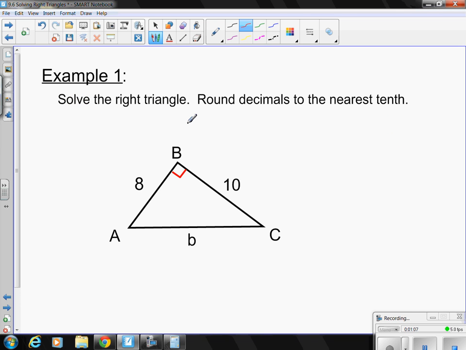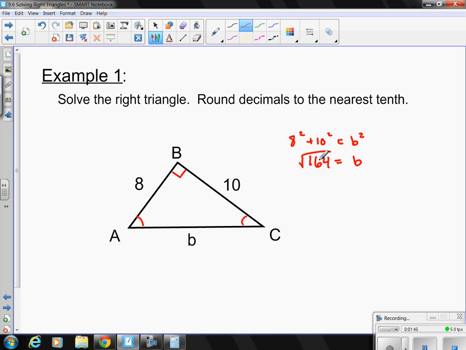For example, solve the right triangle. We know one angle, but we need to find these 2 angles. So first, I would solve for B, and you could solve for B in different ways, but I'm going to solve it with the Pythagorean theorem. 8 squared plus 10 squared equals that lowercase b squared. And so we have 64 and 100 equals b squared. So we have to take the square root to get b.